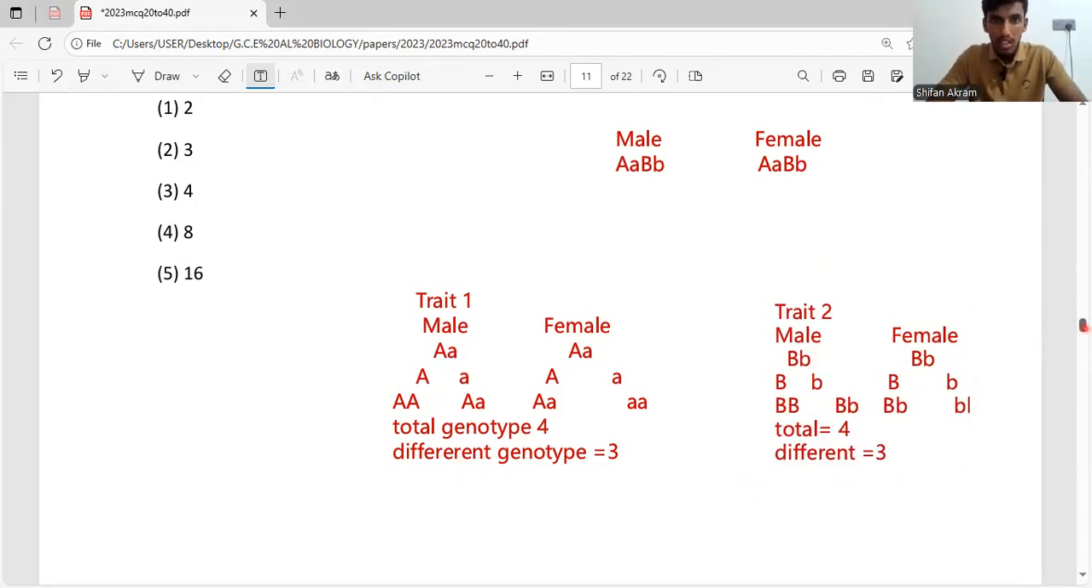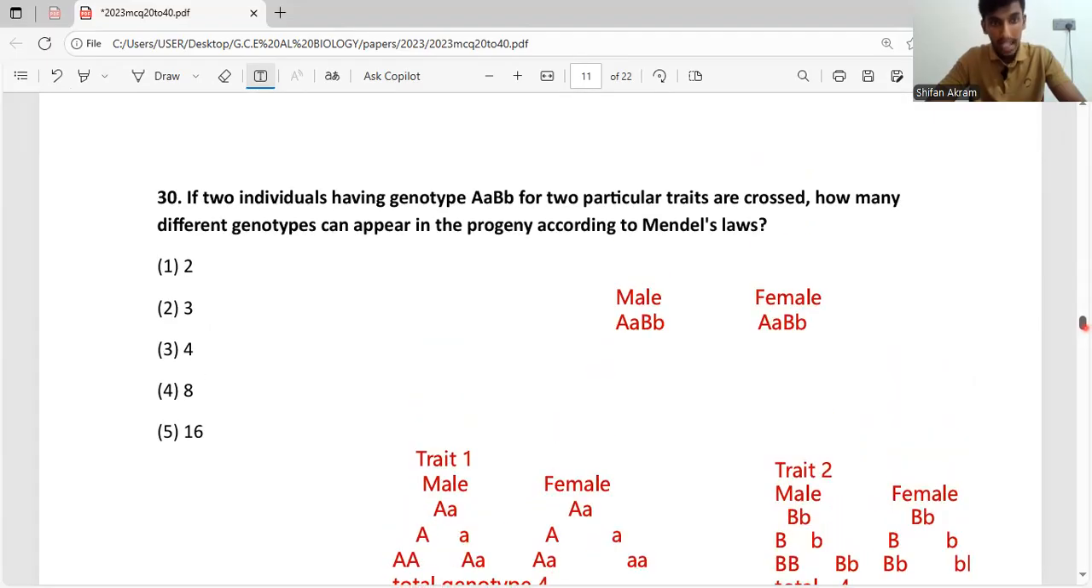Now how can we get the total number of genotypes? We can get the total number of genotypes using the multiplication rule of Mendel's law. How? We multiply both these numbers of genotypes, then we will get the total number of different genotypes. So 3 into 3 is 9. Again you can see in the answers we don't have the answer that has 9, right? Again, you will get free marks for this. I mean, people who did this paper got free marks for this because the right answer is not there.